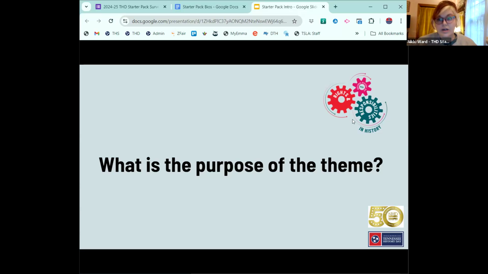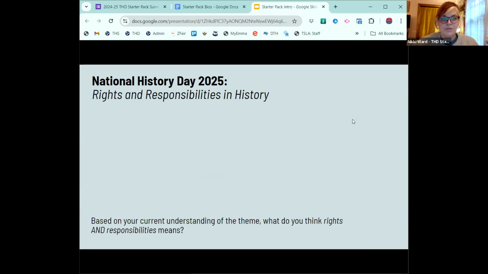Inherent of that is an argument. Instead of them just telling you about Diane Nash, they're having to tell you about Diane Nash through the lens of this theme. And that makes it easier to move into the argument creation phase, as well as developing research questions, finding resources, all of those things.